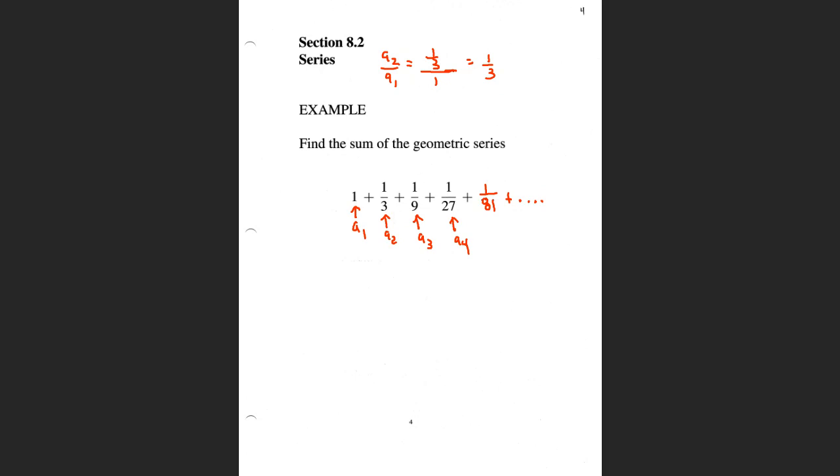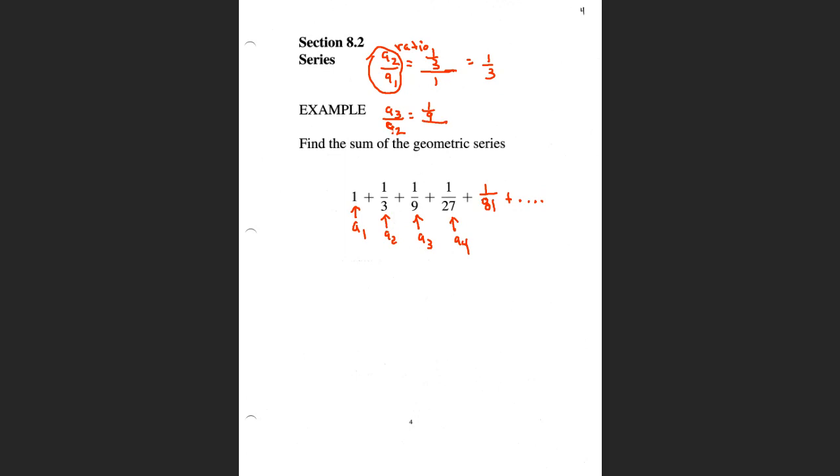Now you notice what I am doing here. When I take the second term and divide it by the first term, that's a ratio, right? That's a fraction. I'm taking a ratio of 2 terms. What if I take the third term and divide it by its previous term? So I take the term on top, I divide by the term that comes before it. That'll equal 1/3 again. That's right, class.